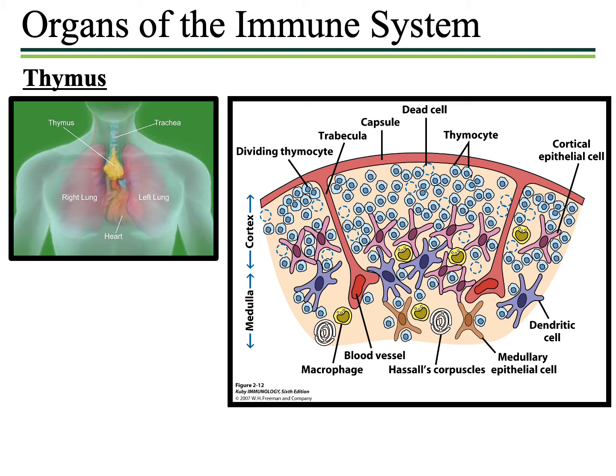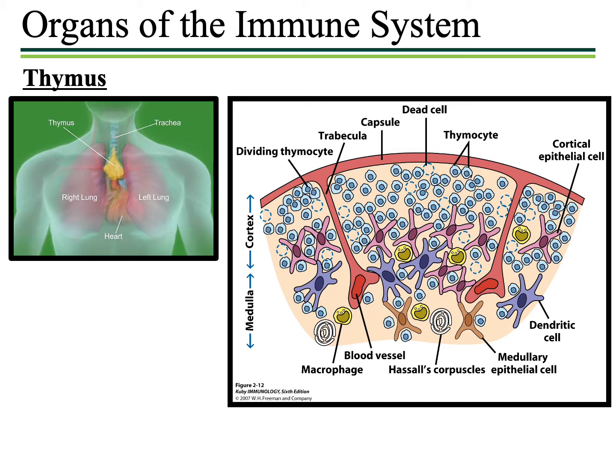T cells arise in the bone marrow. It is the thymocytes that arise in the bone marrow and then travel to the thymus where they continue their maturation and development. Hence, this is why the thymus itself is referred to as a primary lymphoid organ.